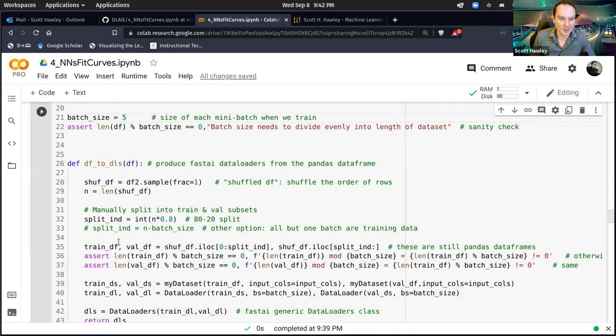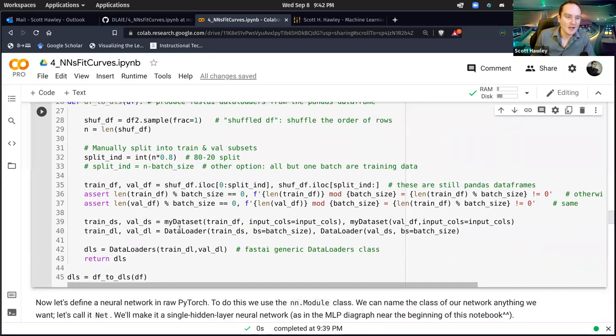Then I do a couple of asserts just to check that, with this modulus operator, the batch size divides evenly into this, and if not, it sends an error message. And then we're just going to convert those data frames into PyTorch data sets, so you'll notice my data set. You pass in a data frame, and don't worry about the input columns, I could have left that as it was.